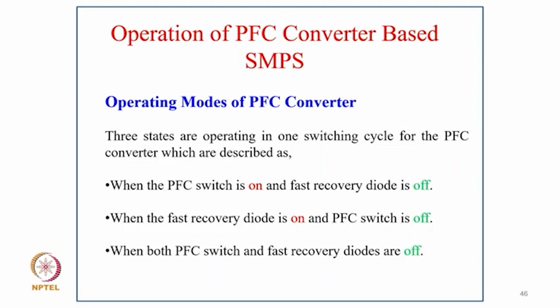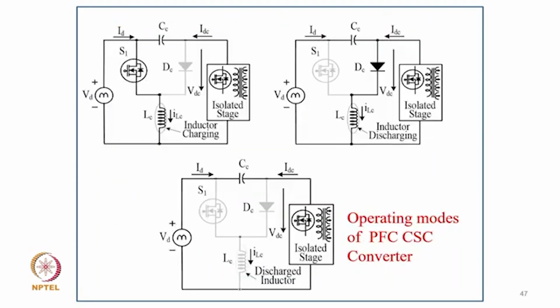The operating modes of the power factor correction converter: three states operate in one switching cycle, which are as follows: when the PFC switch is on and the fast recovery diode is off, when the fast recovery diode is on and the PFC switch is off, and when both the PFC switch and the fast recovery diode are off. So these are the three different modes: when the switch is on, when the diode is on, and when neither is on. Typically, this gives an inherent power factor correction.